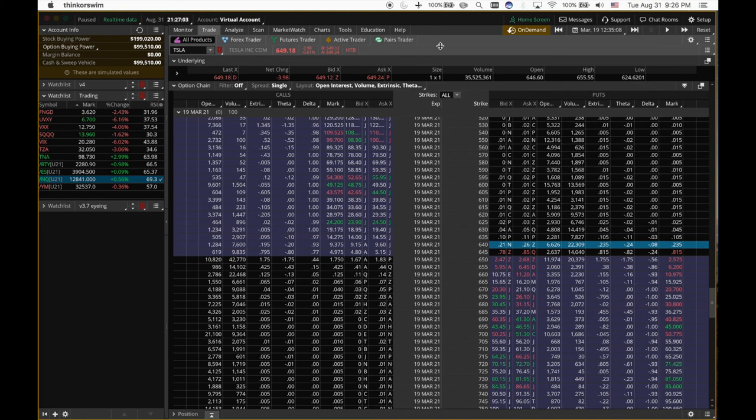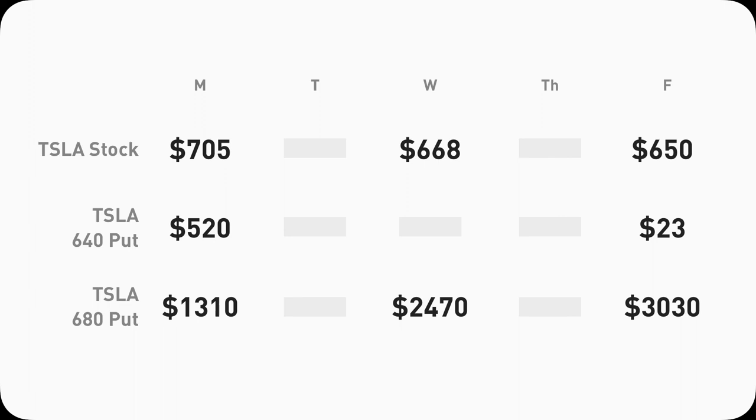So the TLDR is, if the put option contract that you buy is out of the money on expiration day, your put option will be worthless. That's why you see the option price keeps dropping from $520 to only $23. And as time goes on, it's going to drop to zero.